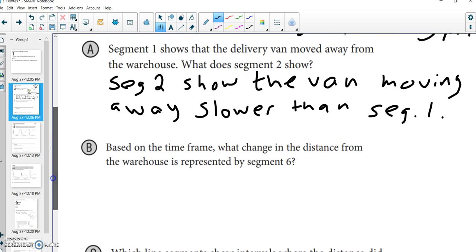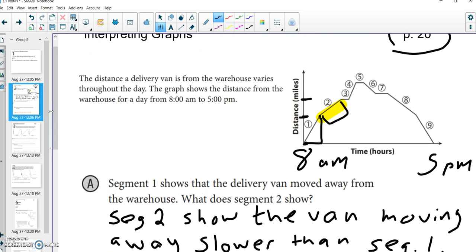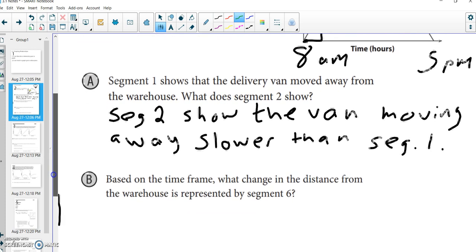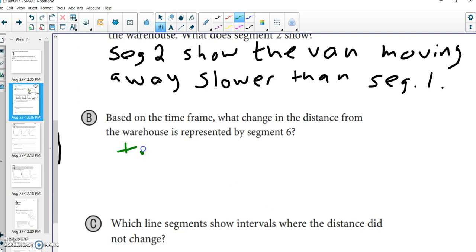So based on the time frame, what change in the distance from the warehouse is represented by segment 6? So if we look, segment 6 is this one right here. So it wants to know what's the difference there. So if we're looking there, we're going from this distance here down to this distance. So that's actually showing us that it's getting closer to the warehouse.